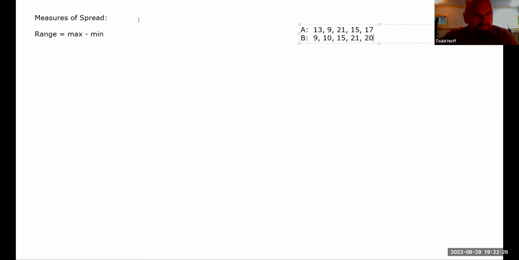Well, if I wanted to calculate the range over here for data set A, looks like it's 21 minus 9, which is going to be a range of 12. For data set B, well, it's also 21 minus 9 for a range of 12. So the range is the same for those. Does that mean they're both equally spread out? Well, let's take a look. One way to evaluate spread is to use a dot plot.